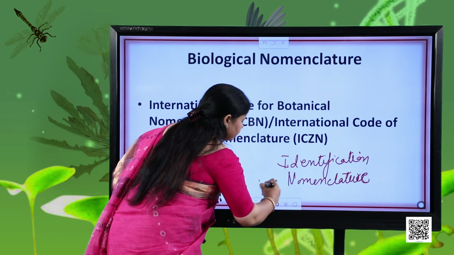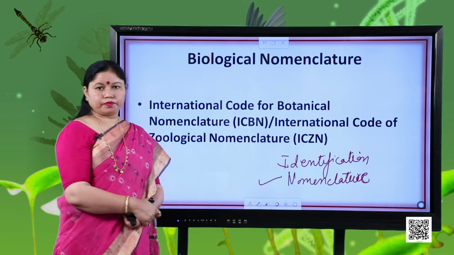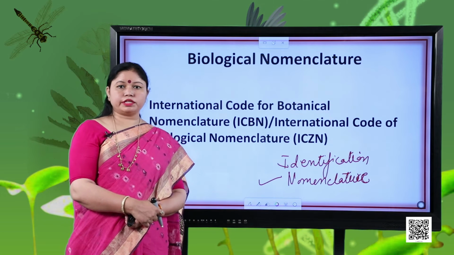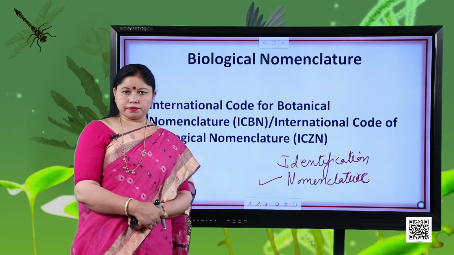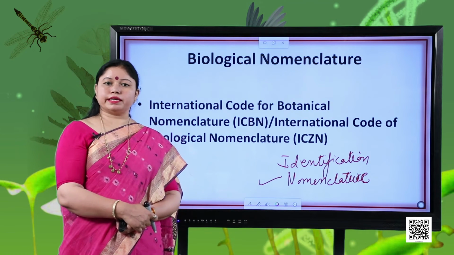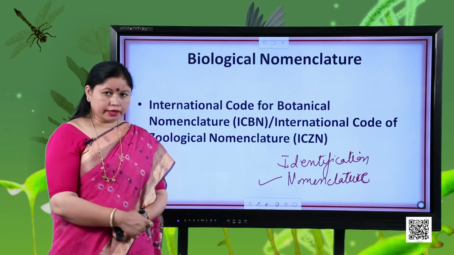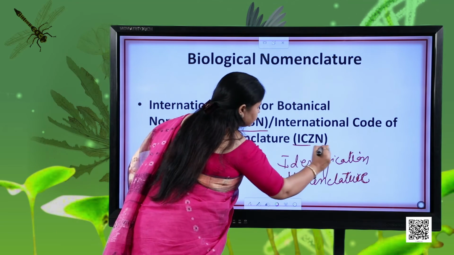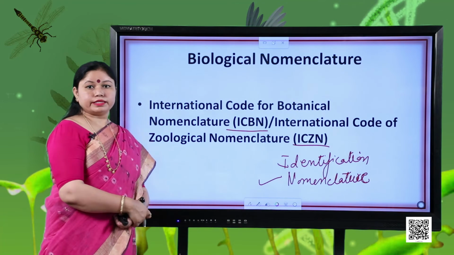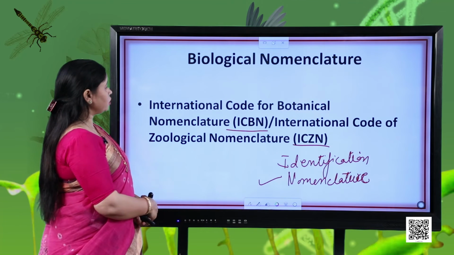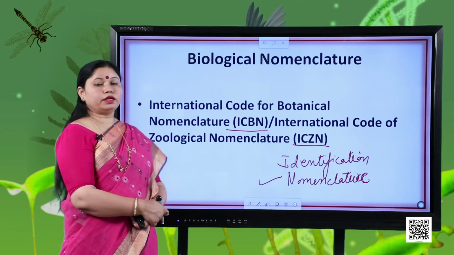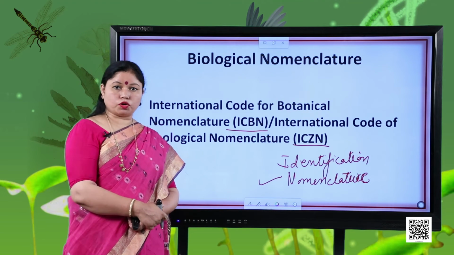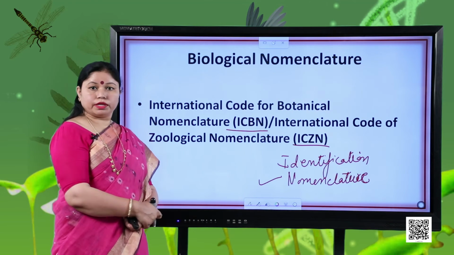For a biological name to be assigned to any organism, we need to form some rules. There should be some criteria, some principles laid down for assigning these names. That care has been taken up by ICBN and ICZN. ICBN stands for International Code for Botanical Nomenclature and ICZN stands for International Code of Zoological Nomenclature.